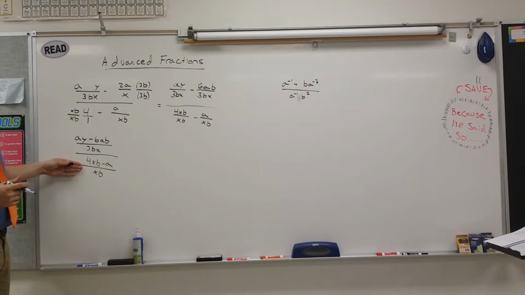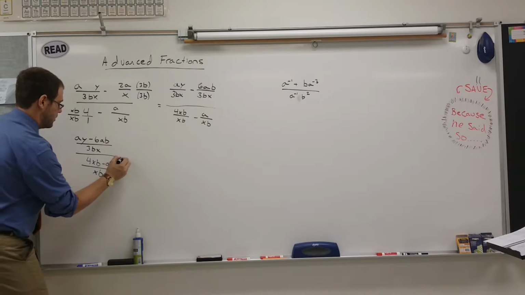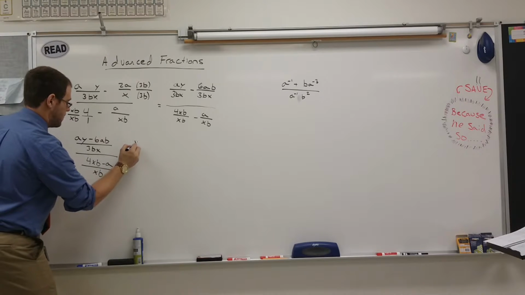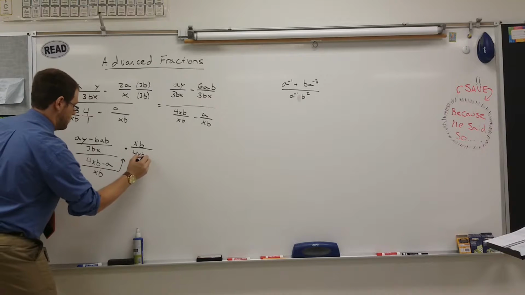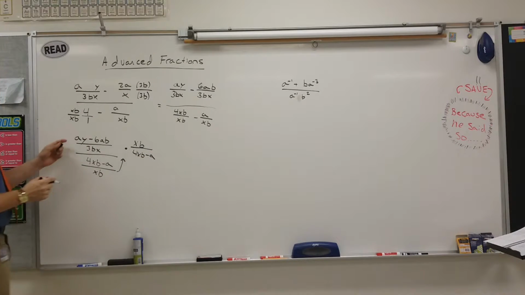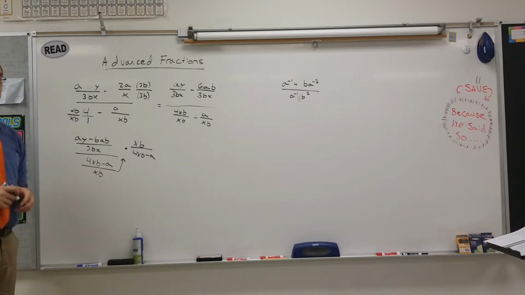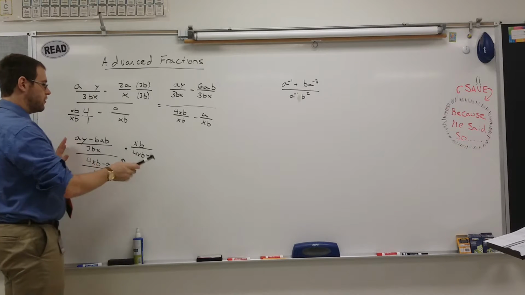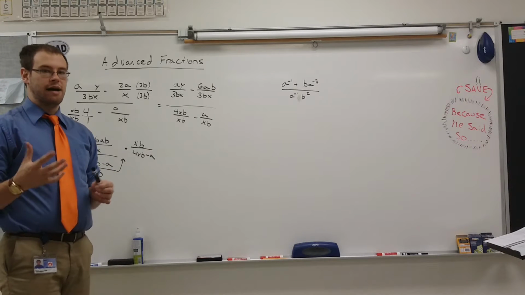We're going to flip the bottom one over and then multiply. So I'm going to do that right here. Just rewrite that bottom one upside down. And I have this now. I've got ay minus 6ab divided by 3bx times xb over 4xb minus a. The cool thing, now that we've set this up, is that when you multiply two fractions together, you can cancel things as long as there's not a plus or a minus sign in there.